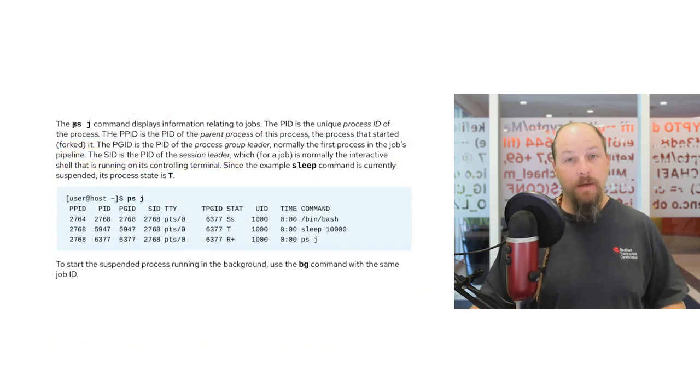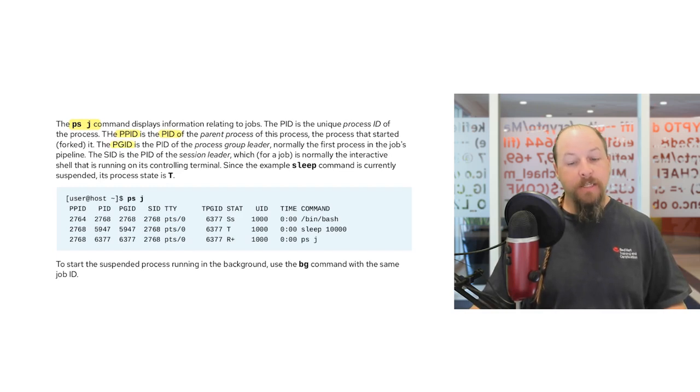For the ps command, we also have the j option. This will display information relating to jobs. With the output of ps j, we get some other specific bits of information about jobs running in the background. We'll be given information we've seen before, namely the parent process ID and process ID of the process we've got running in the background. However, we'll be given some additional information.